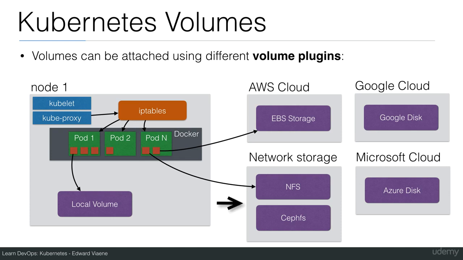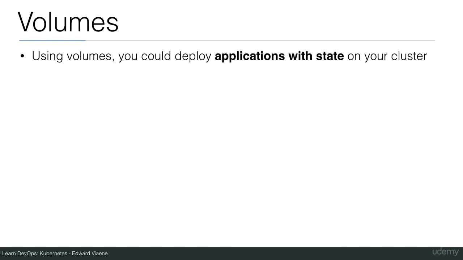And then there are some other network storage providers that you can use that you might even implement yourself, like NFS or Ceph. Those are a little bit more complicated because you might have to set up a Ceph cluster or an NFS cluster before you can then use those volume plugins. The one that I'm going to discuss is obviously the AWS EBS volume plugin, because we can use it on our AWS cluster. Using volumes, you could deploy applications with state on your cluster.